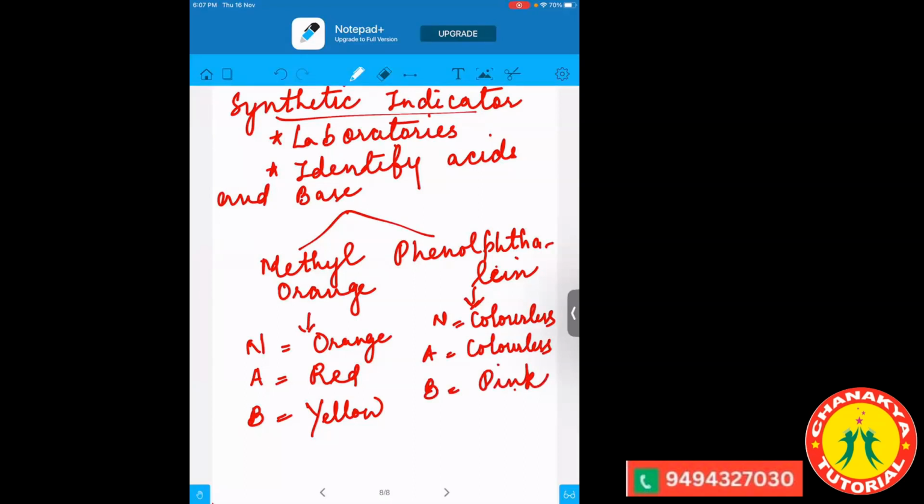Very good. So these are the two indicators which are synthetic in nature. Methyl orange: in neutral they are orange in color, in acidic they are red, in basic they are yellow. Whereas phenolphthalein is colorless in neutral condition, colorless in acidic condition, and in basic condition, it turns pink in color. So that is how it works.